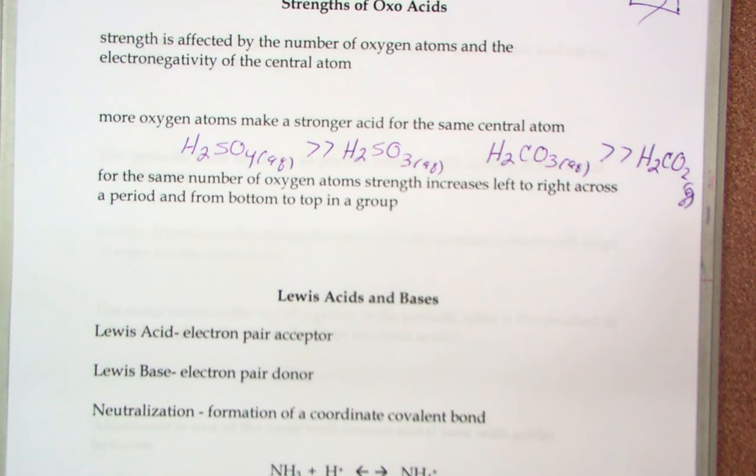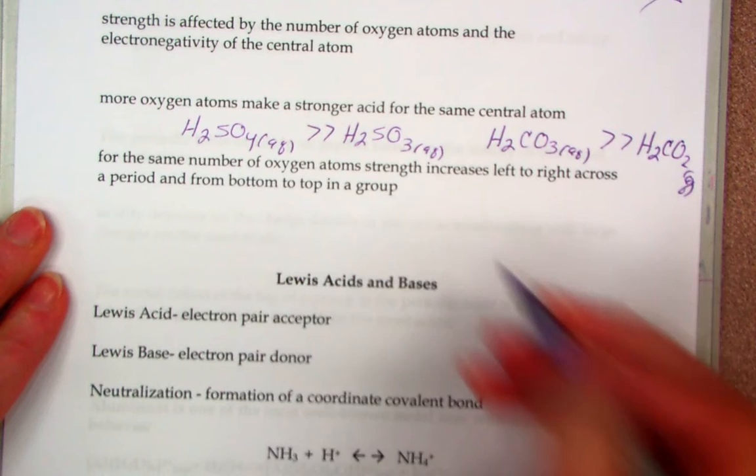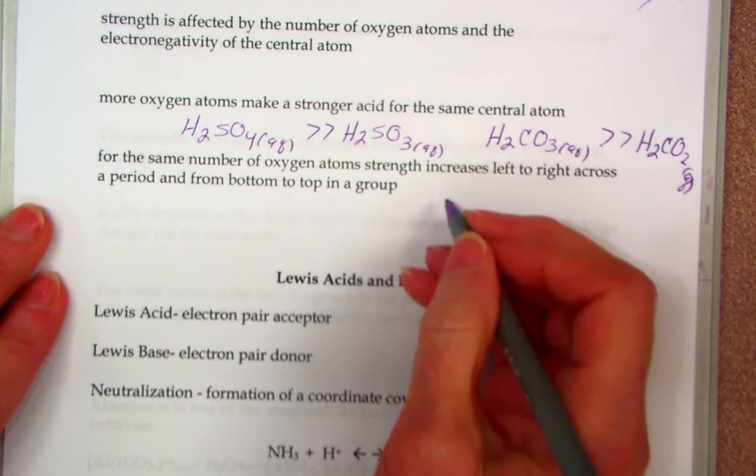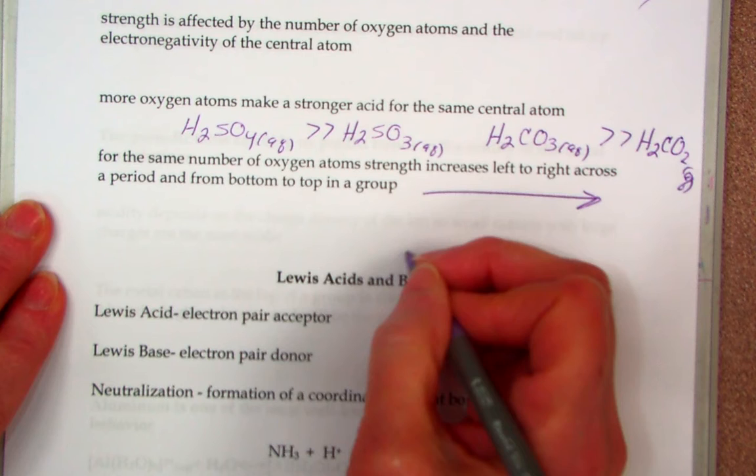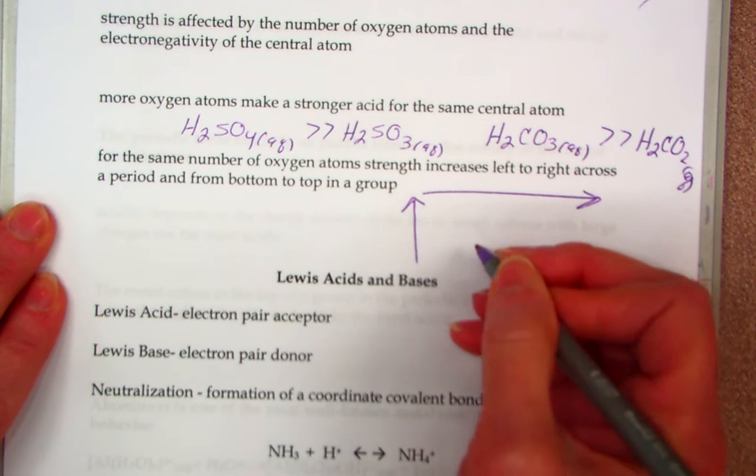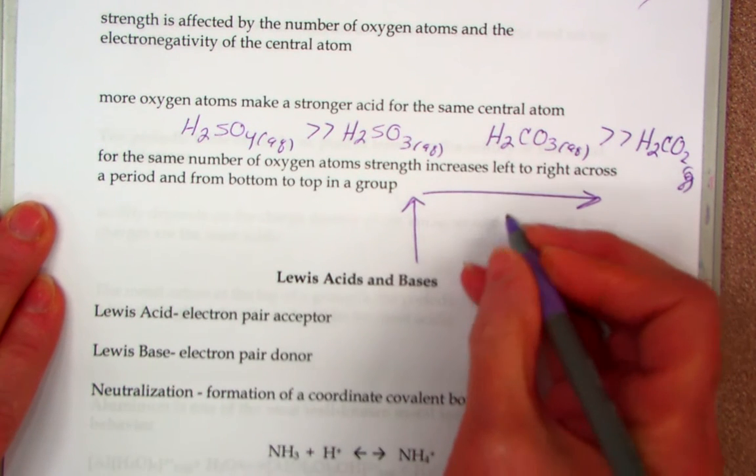Now, when you have the same number of oxygens, you can look at the electronegativity of the central atom, and these increase in strength from left to right across a period and from bottom to top. So this is a different trend than those for the binary acids.